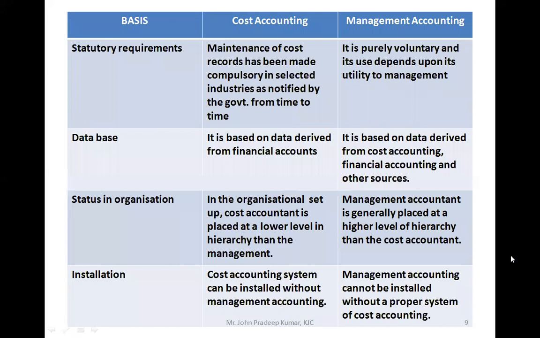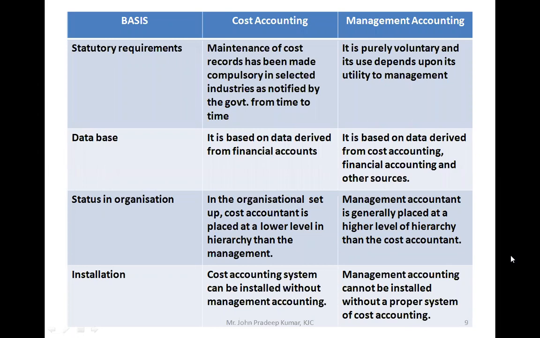By using financial accounting data. And how are you going to prepare management accounting? You're going to take data from financial accounting as well as cost accounting and from other sources. So these are the major differences you can see there. And the cost accountant is actually at a lower level in the management hierarchy, but the management accountant will be at a higher level of hierarchy in the organization structure.